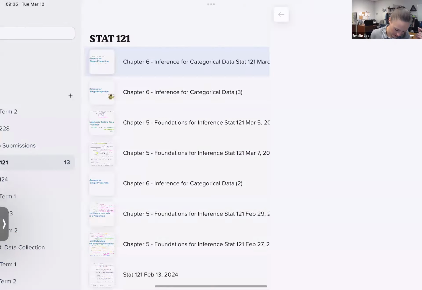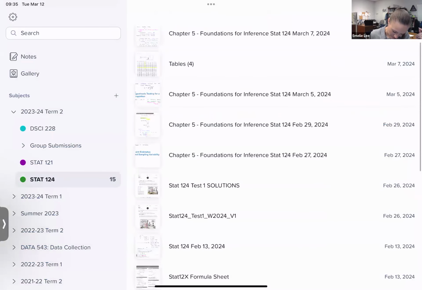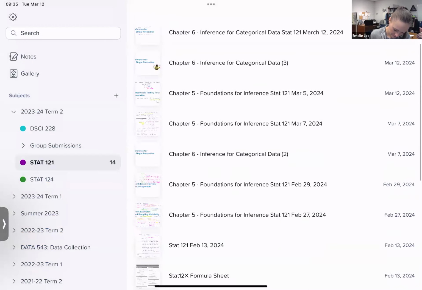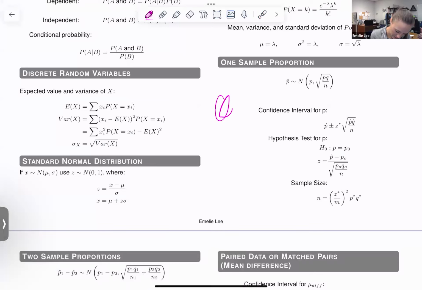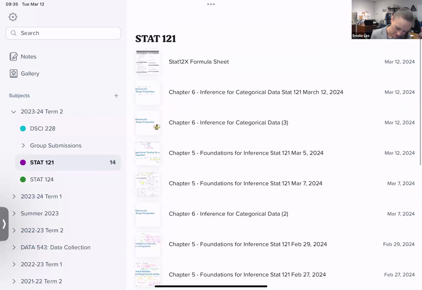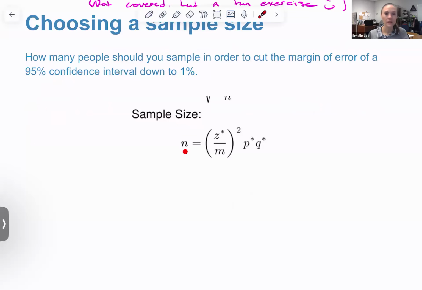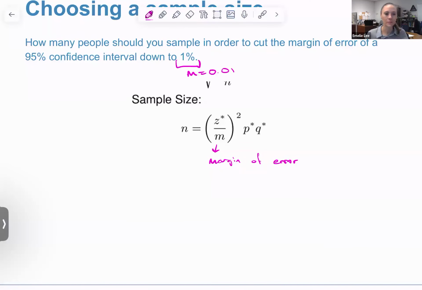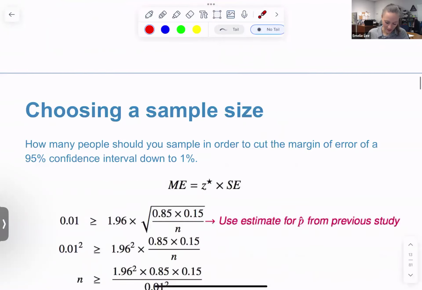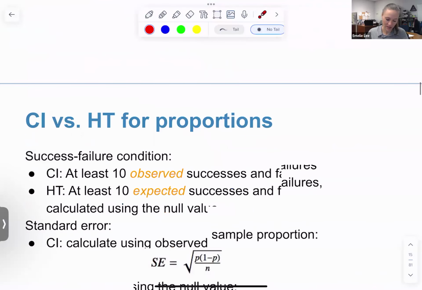Now I will bring in the formula sheet. I keep bouncing it back and forth here. Where do you think it is? Here. I'm going to mark it up so that I can bump it to the top. But also here in the sample size calculation, if I want to solve for the sample size, then I need my critical value Z star. M is the margin of error. In this case, I'll give it to you: M is 0.01. And then the slides will talk about what to use for P star, Q star.